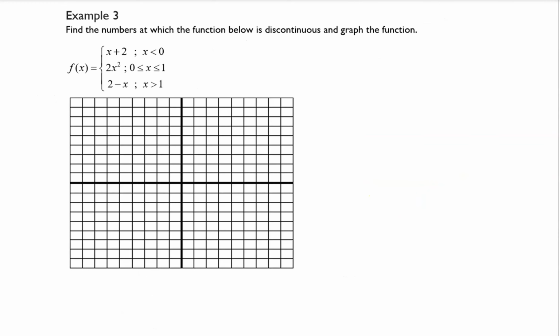Find the numbers at which the function below is discontinuous and graph the function. So kind of like the previous example, we have a piecewise function here, and all of the subfunctions of our piecewise function, in this case, are polynomials. So the first and third subfunction are linear functions, and the middle one is a quadratic, which are all examples of polynomials. So they're going to be continuous everywhere except possibly where we are changing subfunctions. So on these intervals is where we want to check.